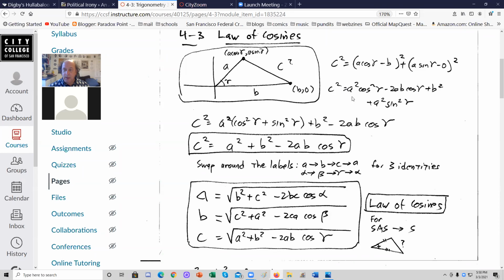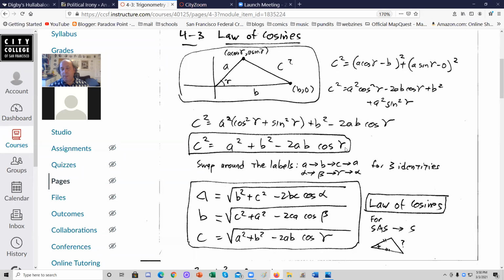Now, these two terms both have an A squared, and it's times cos squared and times sine squared. So we factor it out. A squared times cos squared plus sine squared gamma here, plus this B squared here, minus 2AB cos gamma here. But cos squared plus sine squared is always equal to 1. So we get C squared equals A squared plus B squared minus 2AB cosine gamma. And that is one version of the law of cosines.